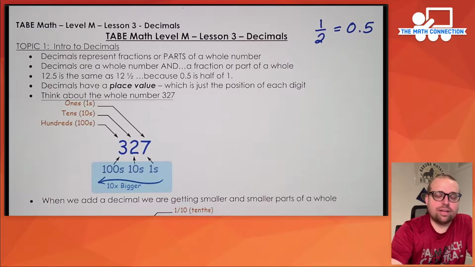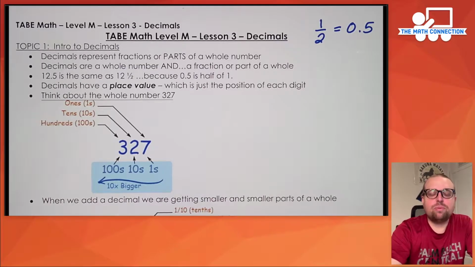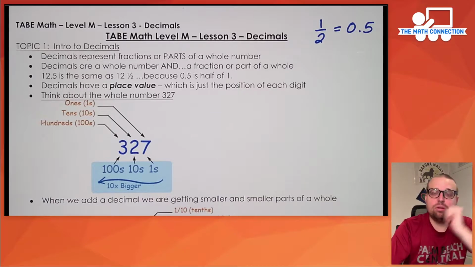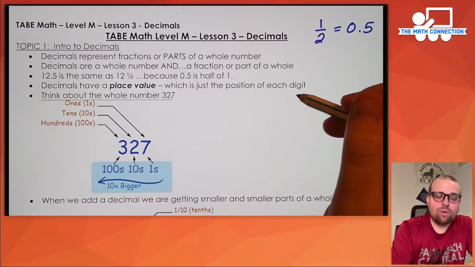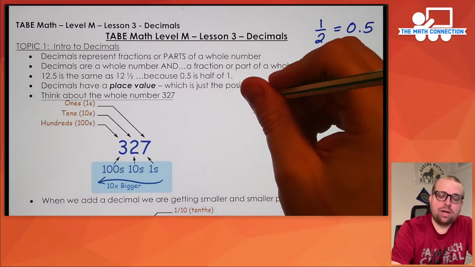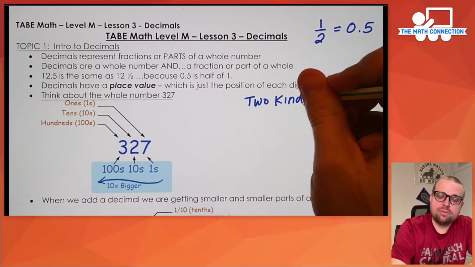If you had an example like 12.5, that's the same thing as saying 12 and a half. So decimals represent fractions of a whole number, and they have a place value. Every digit that you add on to a decimal has a place value, and we're going to go over what those place values are today. Now, I didn't write this in the notes, so you're going to want to make sure that you jot this down and add this in. There's two kinds of decimals.